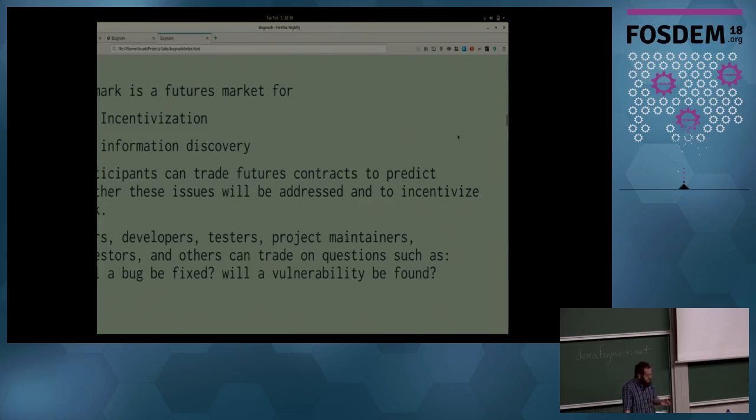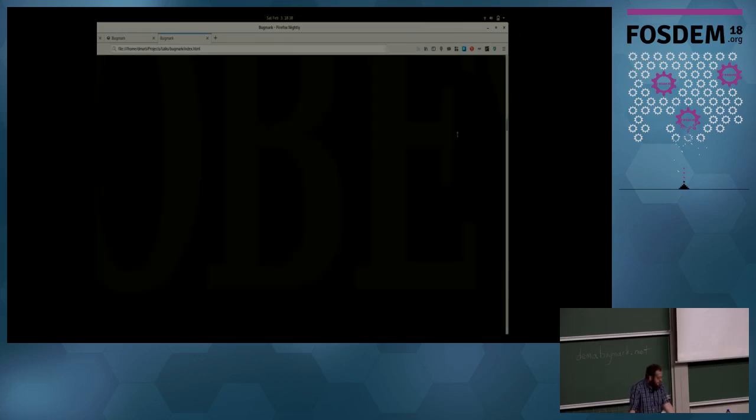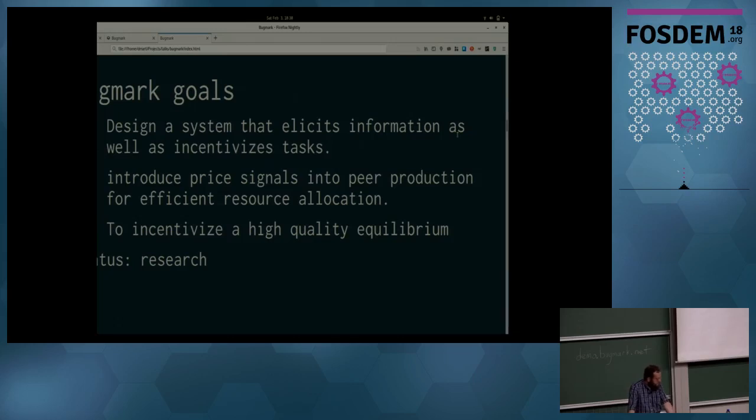This is something that we're doing research on right now. And our hypothesis is, Georg, wave your hand. Georg's doing research on this as well at University of Nebraska, part of the Bugmark team. Our hypothesis is that using a market will result in new kinds of incentivization and information discovery. And most important, anyone with an interest in the software can trade in the market.